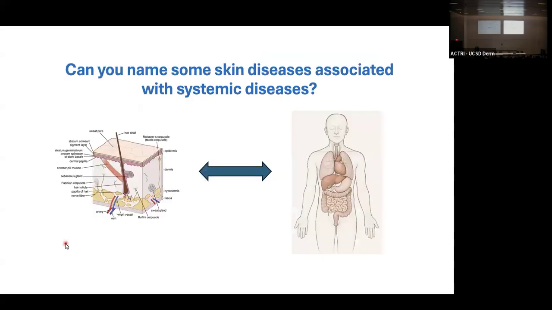So I'd like to just start, in general, asking folks in the audience, particularly the new residents, what types of skin diseases do you know that are associated with systemic diseases? And don't bring up any of the ones we talked about yet. Anyone can volunteer. Don't want to pick on anybody. Someone, yes.